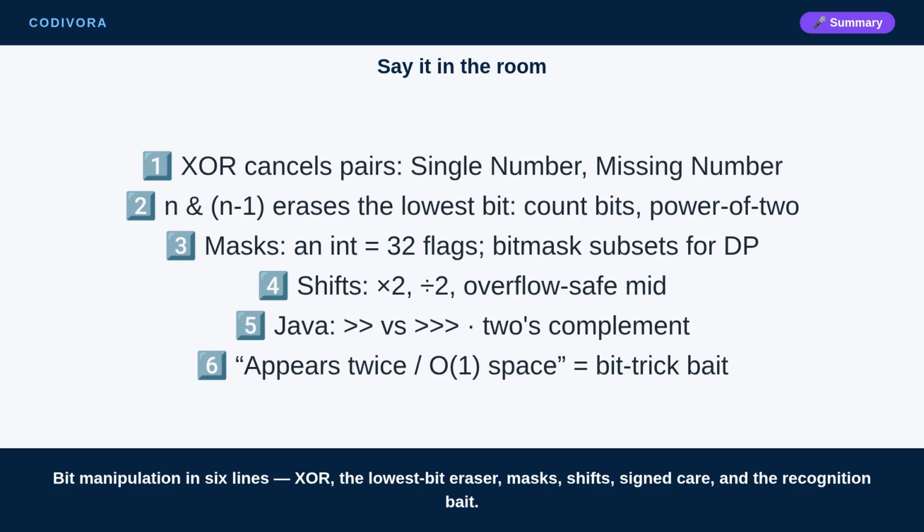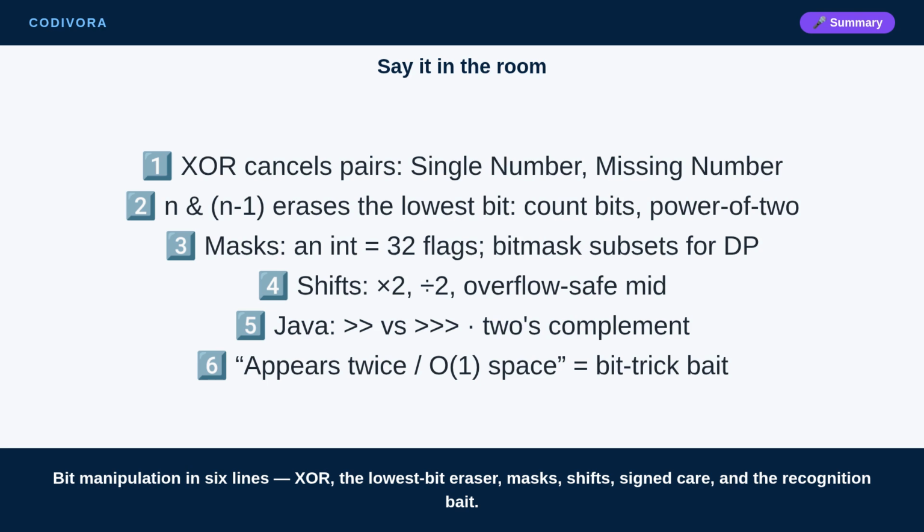Let's lock it in. XOR cancels pairs, single number, and missing number in one line. n & (n-1) erases the lowest set bit, counting bits and testing powers of 2. Masks turn an integer into 32 flags, and bitmask subsets power subset DP. Shifts multiply and divide, with the unsigned shift for a safe midpoint. In Java, know double versus triple arrow and name two's complement. And the recognition bait: appears twice, or O(1) space demands, means a bit trick is waiting.